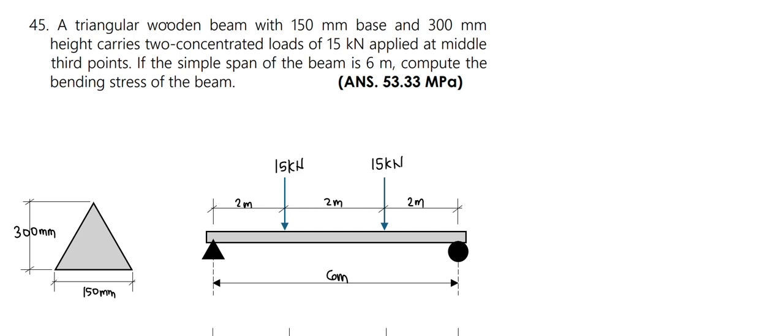And in order to solve the bending stress of the beam, we need to locate the point where the maximum moment occurs. And to do that, let us first solve for the reaction at the supports. Let's call this reaction A, and this one is reaction B. Now we can take summation moment at point A equal to 0, taking counterclockwise to be positive.